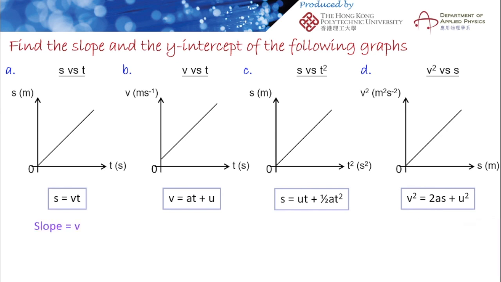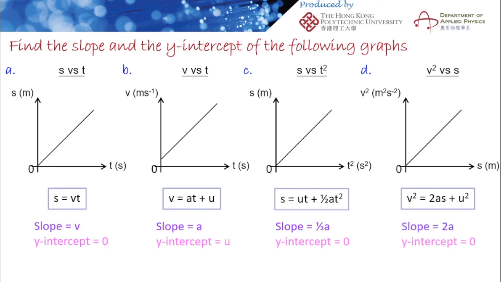In graph A, slope is equal to V and the y-intercept is 0. Graph B, slope is equal to A and the y-intercept is U. Graph C, slope is equal to half A and the y-intercept is equal to 0. And in the last graph, slope is equal to 2a and the y-intercept is equal to U squared.